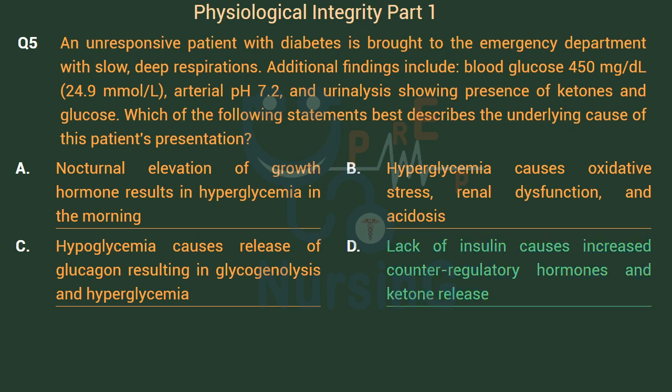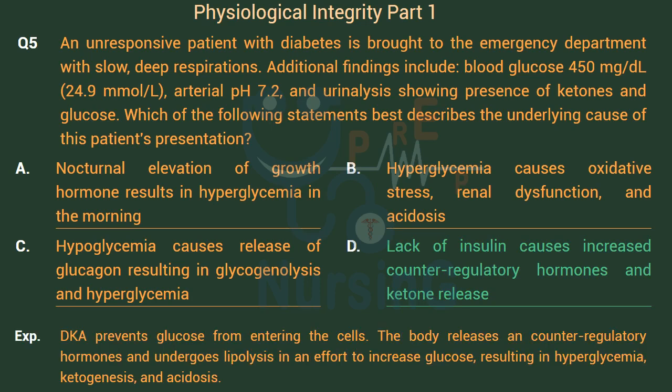Lack of insulin causes increased counter-regulatory hormones and ketone release. DKA prevents glucose from entering the cells. The body releases counter-regulatory hormones and undergoes lipolysis in an effort to increase glucose, resulting in hyperglycemia, ketogenesis, and acidosis.